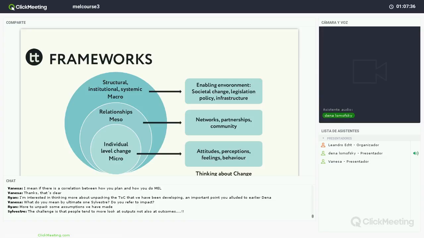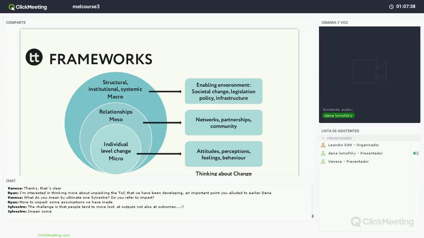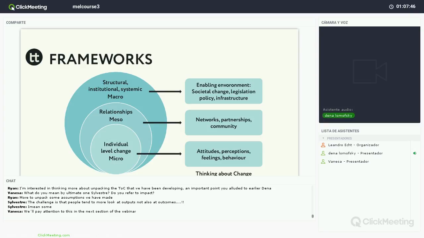So Sylvester is raising a very good point. Until now, focus has been very much on output and on accountability, making sure that you said you would deliver 10 trainings, and you deliver 10 trainings. And now the question is, we need to really think about what change did those 10 trainings bring about. That's necessary, and we'll pay more attention to this in the next section of the webinar.